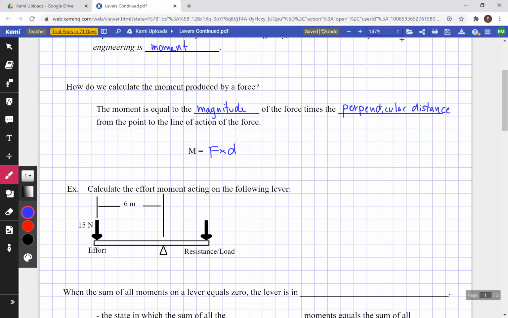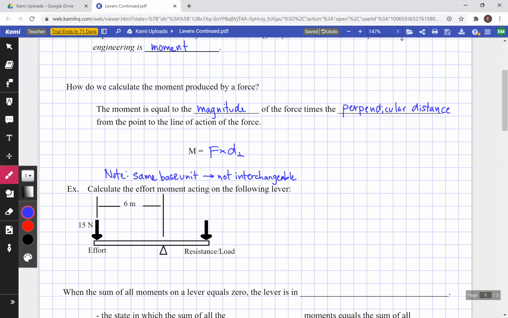Now, one thing to note is that moments have the same base units as work, but they are not interchangeable. Moment is not a measure of energy.